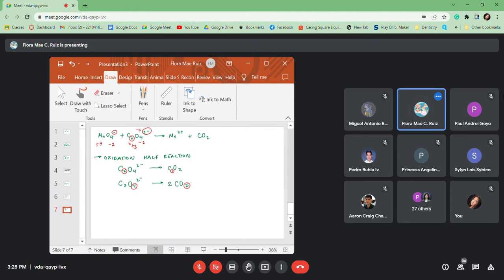Okay. So next, we balance the charge. Our charge here is 2 minus, but our charge here is just 0. So how do we balance the charge? We simply add 2 electrons. Okay, so C2O4 2 minus will now be 2 CO2 plus 2 electrons. Okay, so that is your oxidation half reaction.